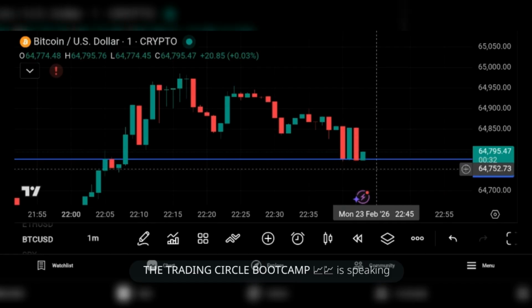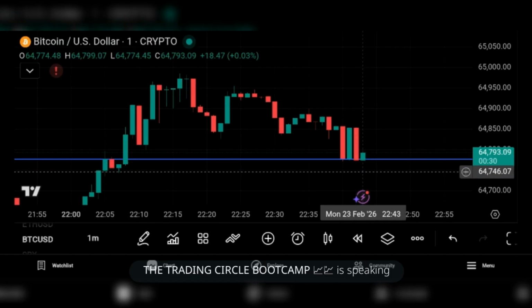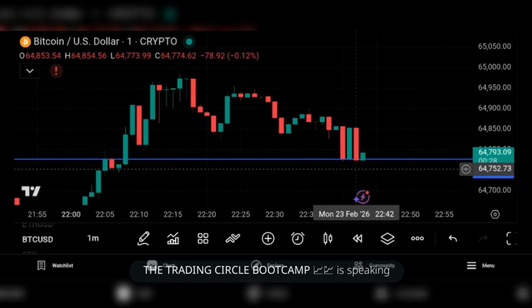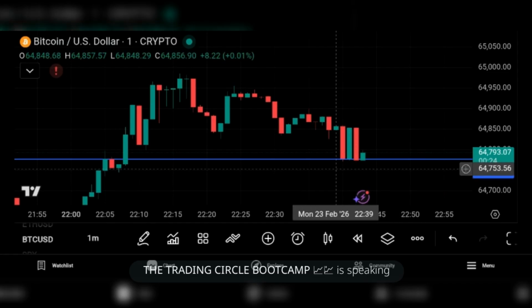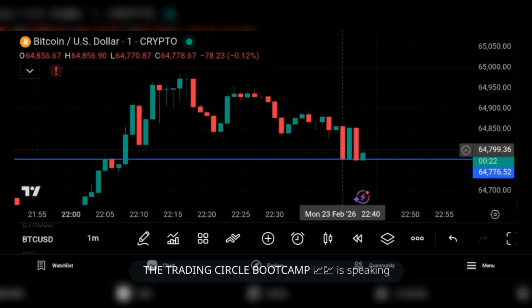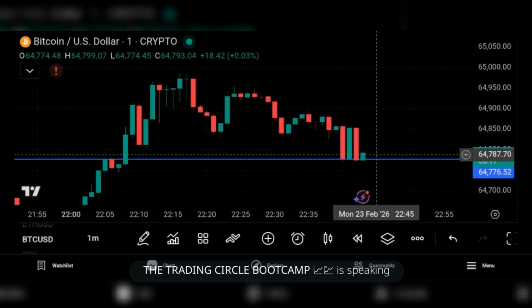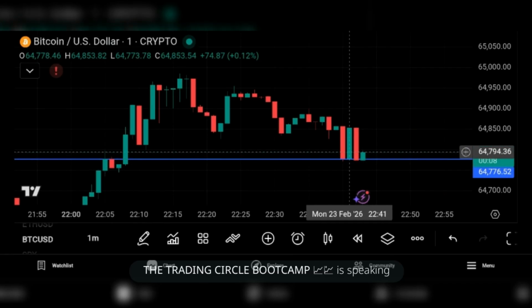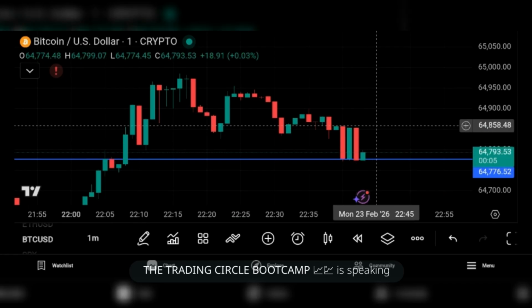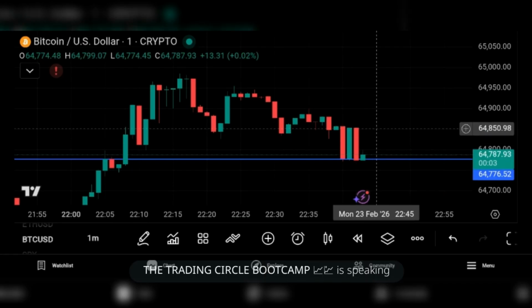So this is the last 5 minutes. 1, 2, 3, 4, 5. So the candle started here. It went down to this point, which is the low and the close. Then the green candle started right immediately and went up almost to the open of this red candle.